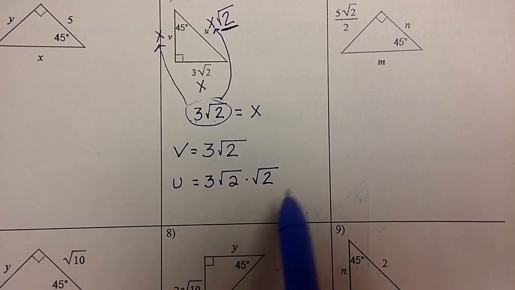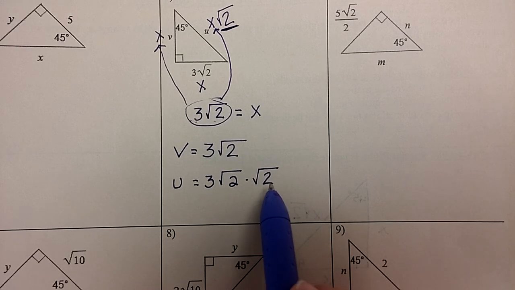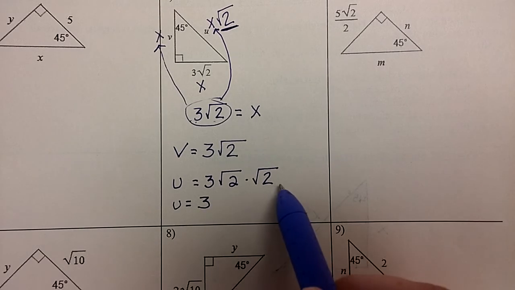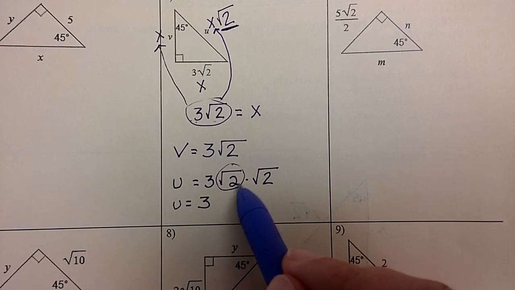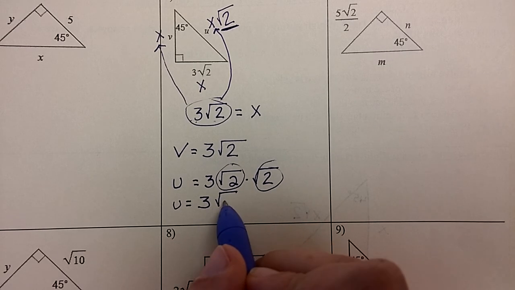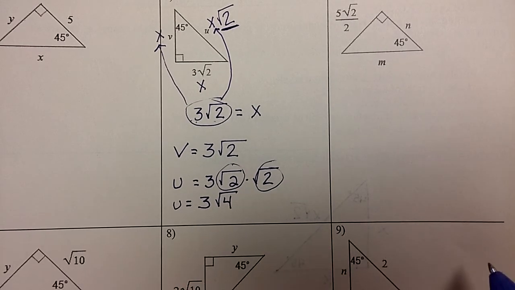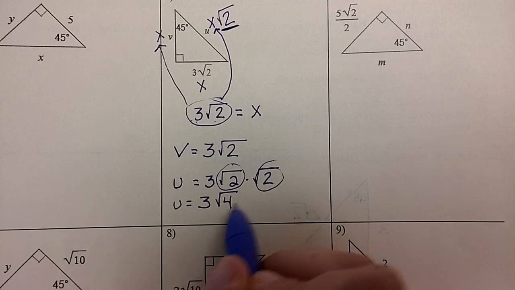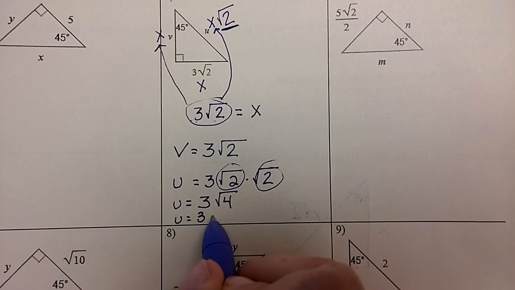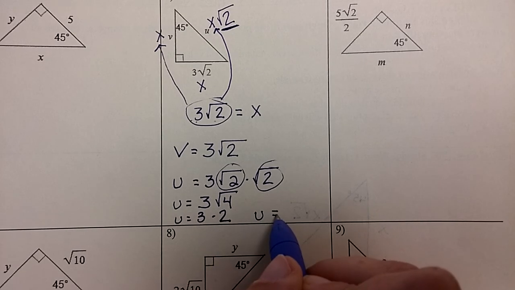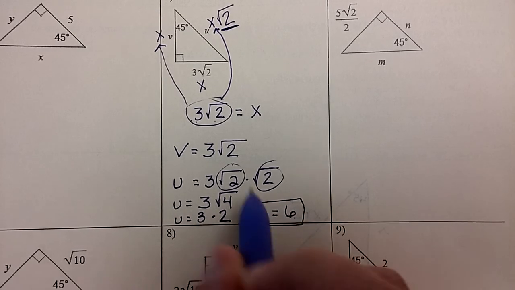So we always, as we've been doing, have to simplify our answers. So for side U, I have 3. Remember, you can multiply what's inside the radicals. So I have 2 and 2. 2 times 2 is 4, so I have 3 times root 4. Well, the square root of 4 is 2. So it'd be 3 times 2, which gives me a final answer of 6 for U.